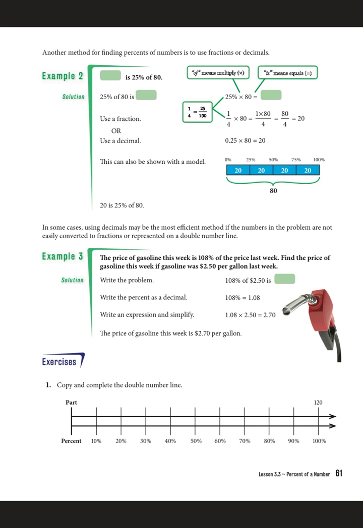Another method for finding percents of numbers is to use fractions or decimals. This is what I'm most comfortable with, so this is kind of like my bread and butter. It makes sense to me. So example number 2 says blank is 25% of 80. And then the green box here, it breaks it down for you. So a little bit of an English lesson for you. The word of in math means multiply. That's what this is all about. In math, the word is means equal.